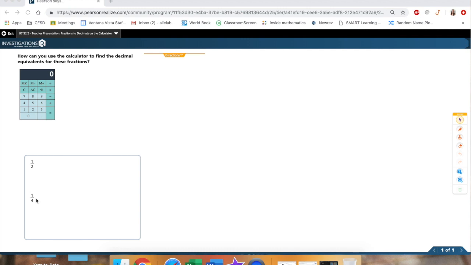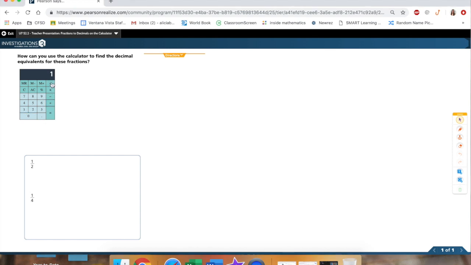Okay, so one way to think of a fraction is as division. The line is the division sign. So 1/2 represents 1 divided by 2, and 1/4 represents 1 divided by 4. If you do the division on the calculator, you will get the decimal equivalent on the display. So let's see how we can do that.